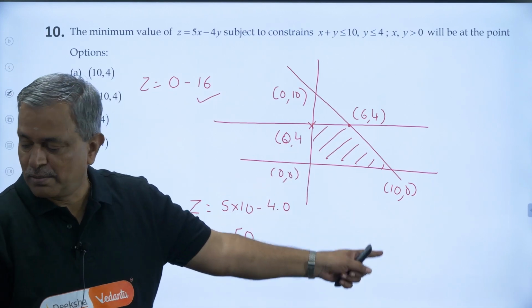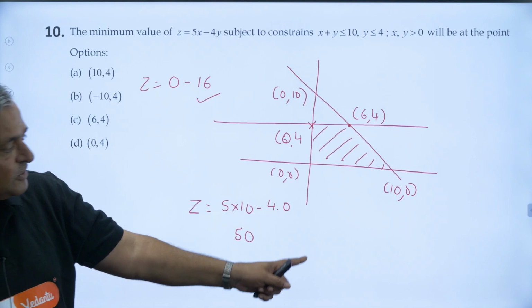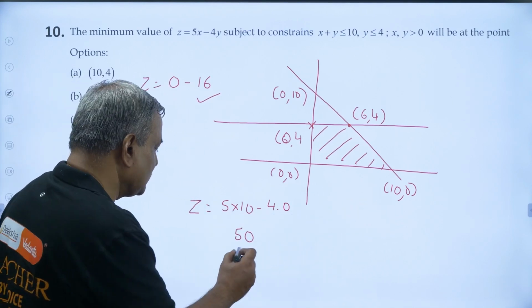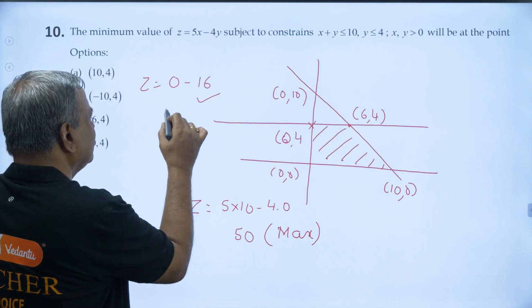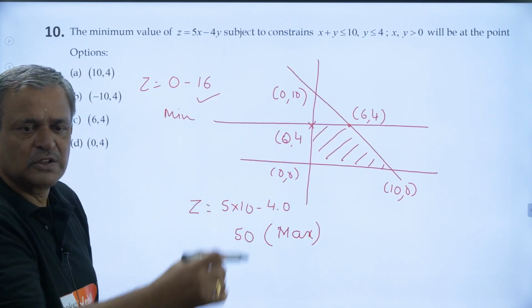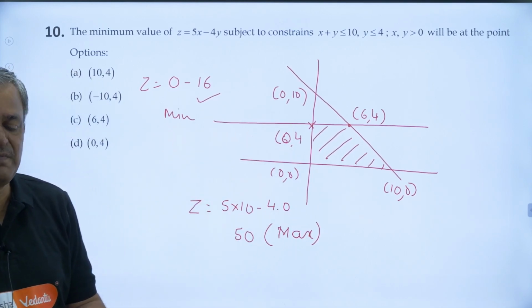Okay, maximum I think is at 10 comma 0. Yes, maximum at 10 comma 0. This is the maxima that I calculated. And this is the minimum. Simple question. You just have to substitute all the 4 coordinates and check which is minimum and which is maximum.